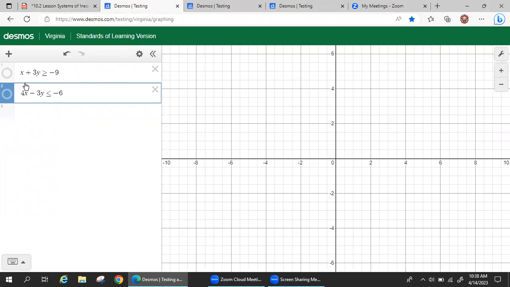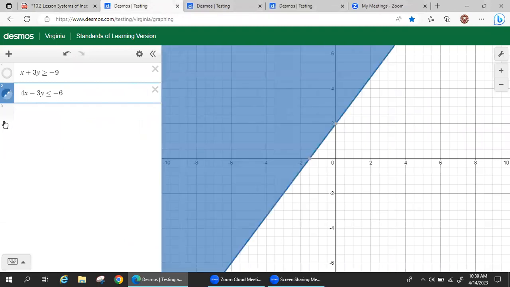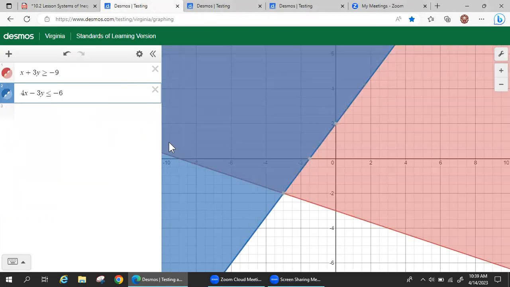So I've graphed both of them and I've turned them off. I'm going to turn them on. I'll show you the first one. We have the solid line because of the greater than or equals to, and we have the shaded area. And then I have the same thing if I just turn on my other inequality. But when I turn them both on, we have this overlap in the shaded area. You can see I have red, I have blue, and then I have a bit of a darker blue.